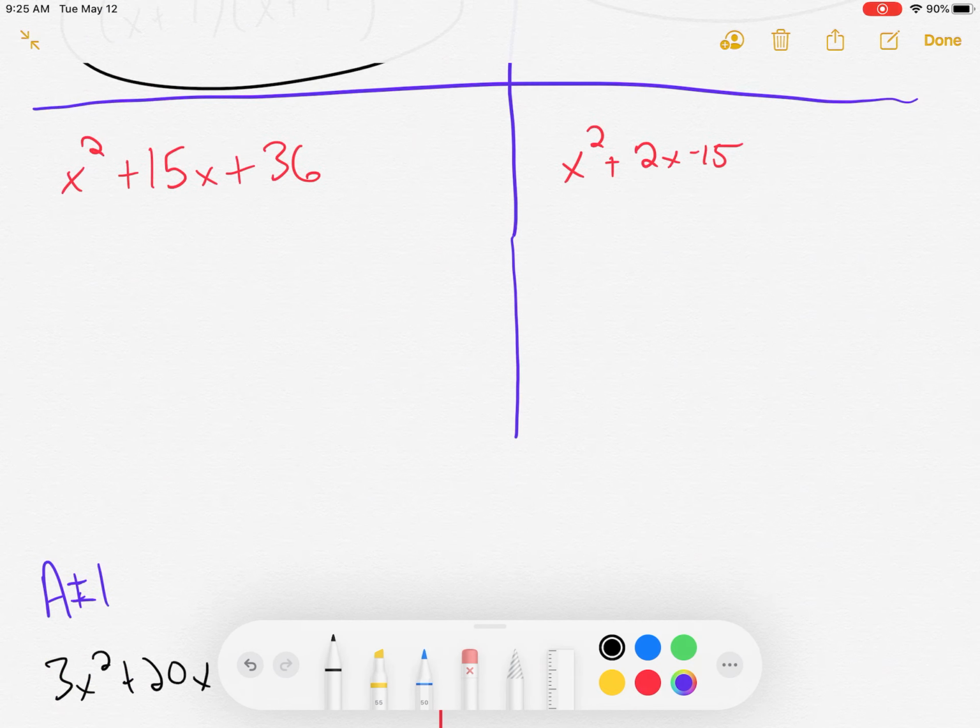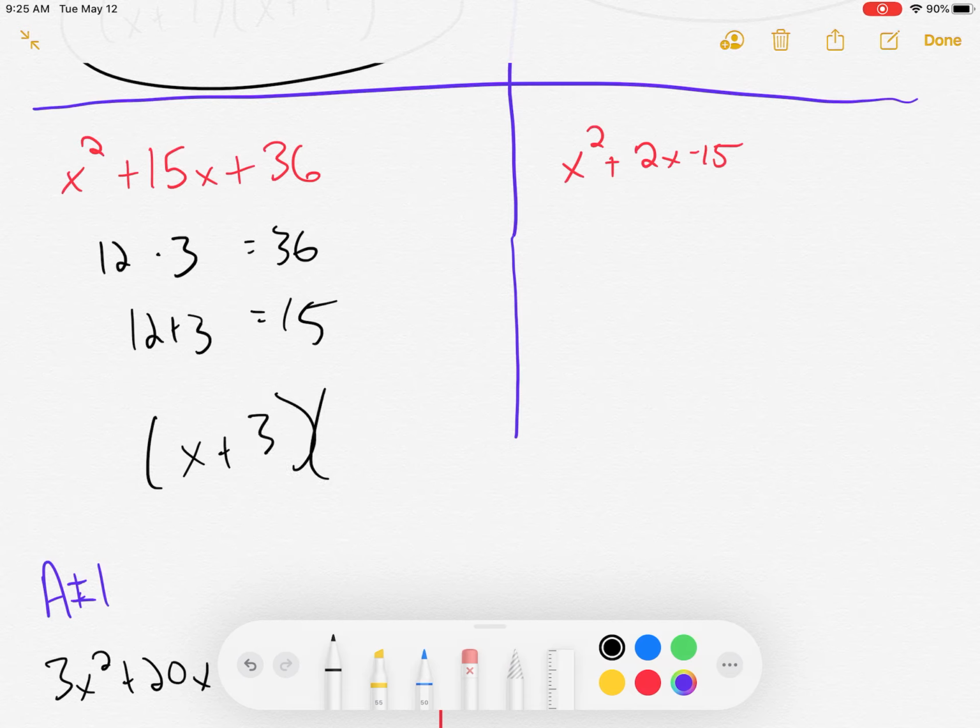If you want to pause the video and try the next one, you can do that now. We're looking for numbers that multiply to 36 and add to 15. This one's kind of weird because a lot of us aren't used to multiples that go this high. But 12 times 3 is 36, and 12 plus 3 is 15. That leaves us with x plus 3 and x plus 12. Again, these are both positive because those are both positive.